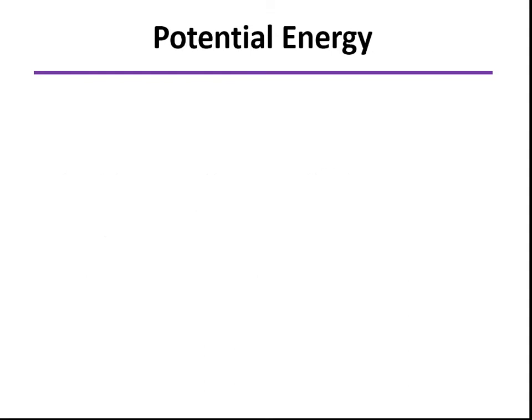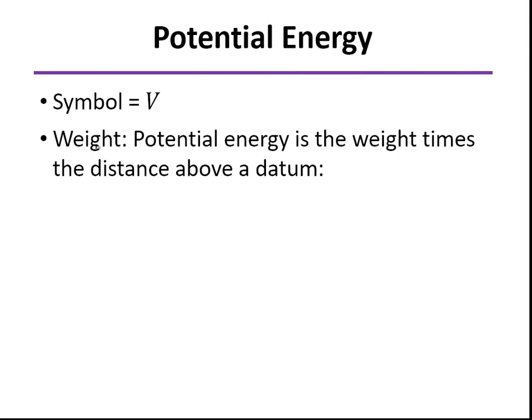We also talk about potential energy now when we talk about the conservation of energy. Potential energy is given by the symbol V, and for a weight, the potential energy is simply the weight times the distance above some datum. So we say that potential energy is W times H. For a spring, the potential or stored energy is 1/2 K delta squared. And so it doesn't matter if the spring is stretched or compressed because the delta gets squared in this equation.